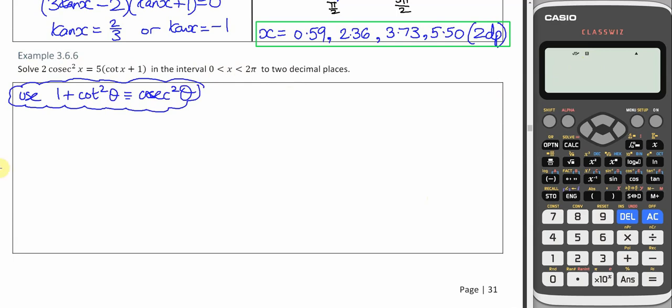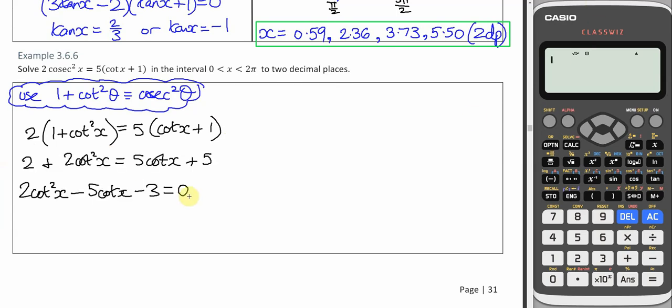So therefore I'm going to replace the cosec squared x with 1 plus cot squared x. Needs brackets because it's 2 terms instead of 1, and both of them need multiplying by 2. So crucial brackets there. Expand the brackets and you'll see we have a quadratic equation in cot x. Collect like terms, get it into standard form.